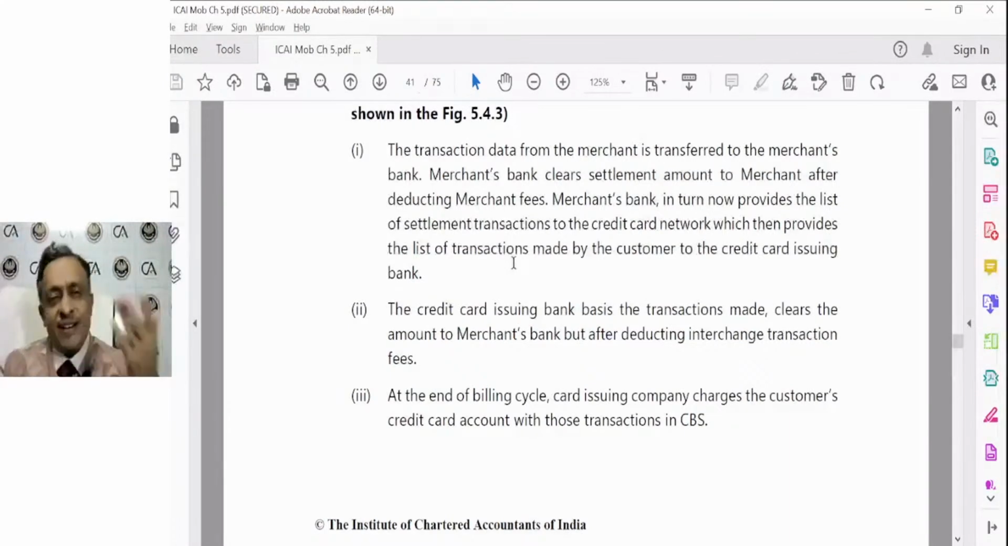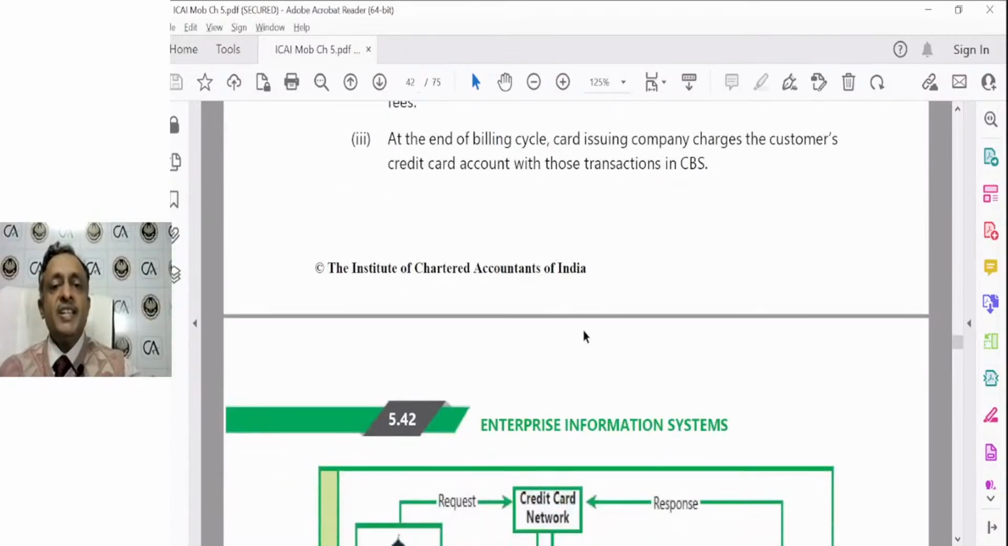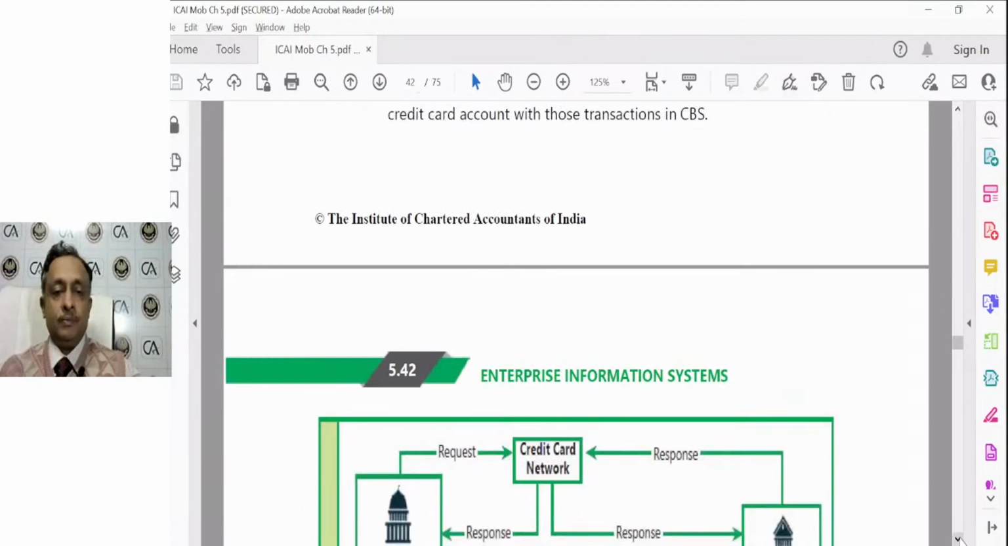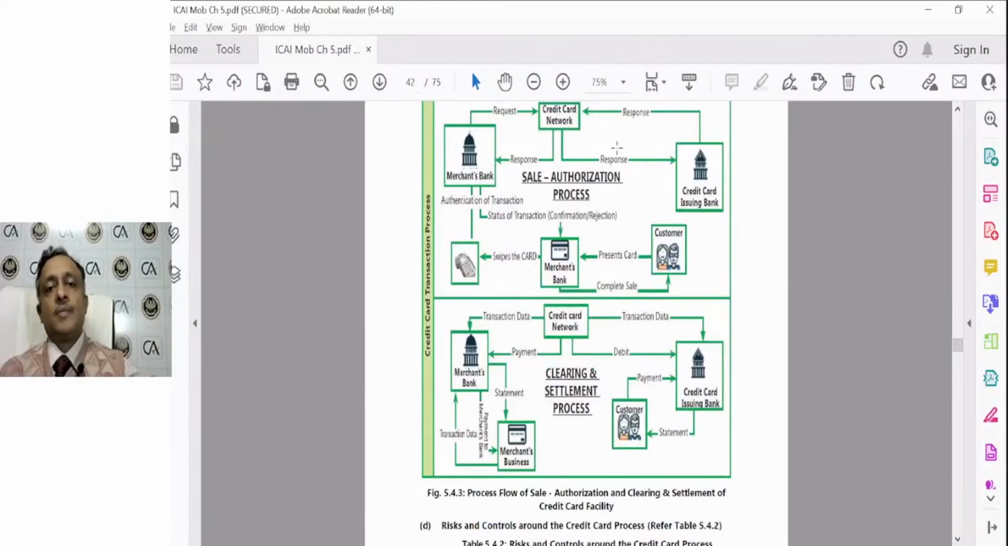At the end of the billing cycle, generally monthly, you receive credit card statements. The issuing company charges the customer's credit card account with those transactions in CBS. You get a bank statement, and based on that you make the payment to your credit card issuing bank. So this is how it is processed: the credit card network, the sale process, and clearing and settlement. This is how the whole transaction is processed.